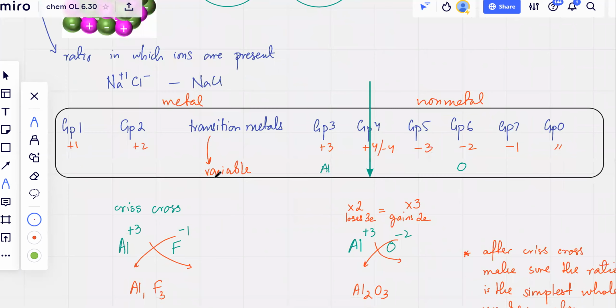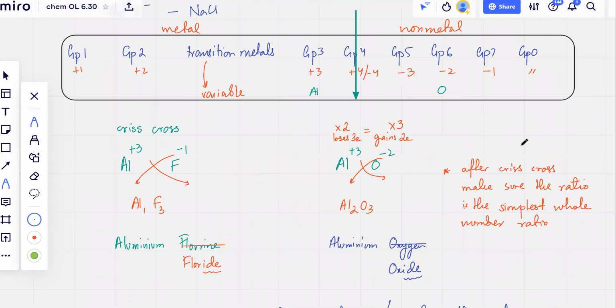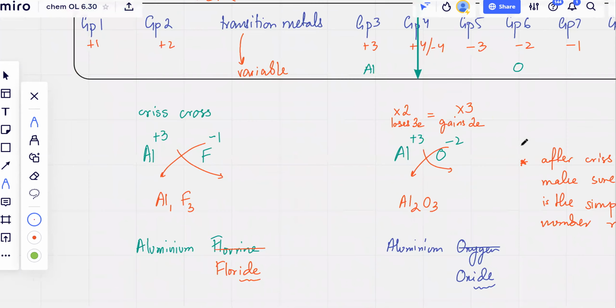And I told you that you can figure out the charges of the ions by looking at the periodic table. Group 1 is +1, group 2 is always +2, group 3 is +3, group 5 is -3, group 6 is -2, group 7 is -1. Okay, is this clear to everyone? Yes, sir.